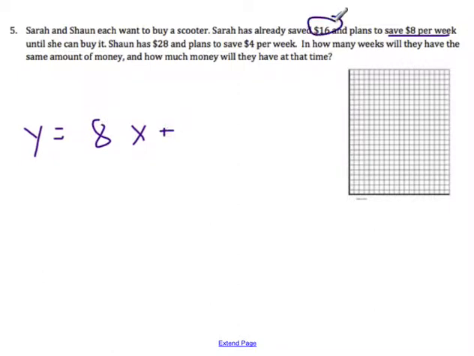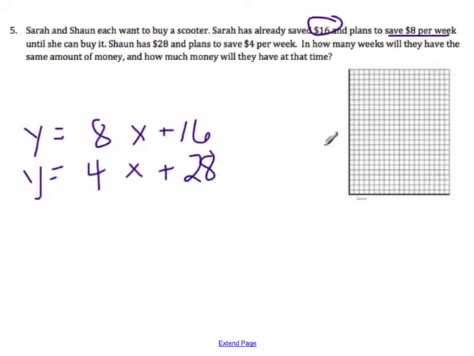She's starting with 16. Now, when you put things in slope-intercept form in word problems, the starting value they give you is your B, or your Y-intercept. Now, let's take a look at Sean. Sean, for every X week that goes by, is only saving $4, but he's starting with 28.